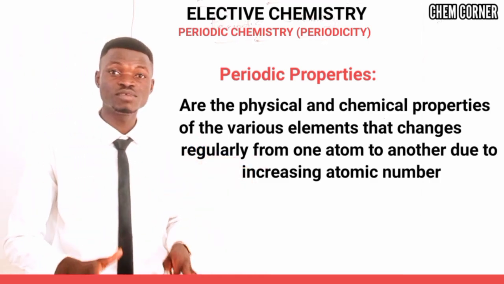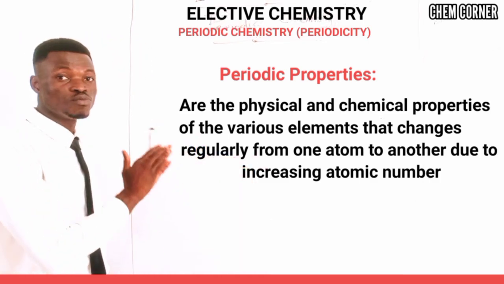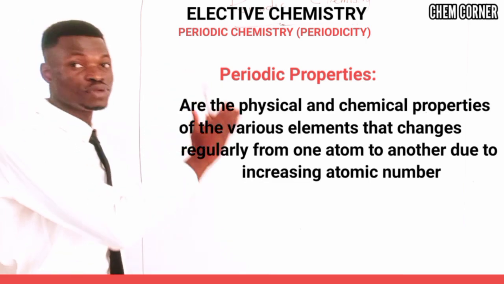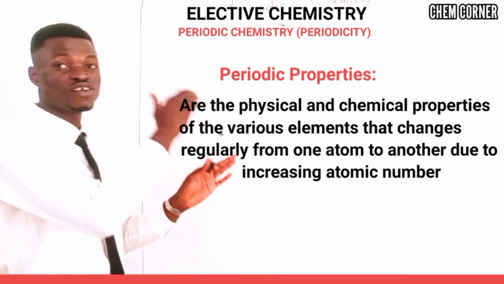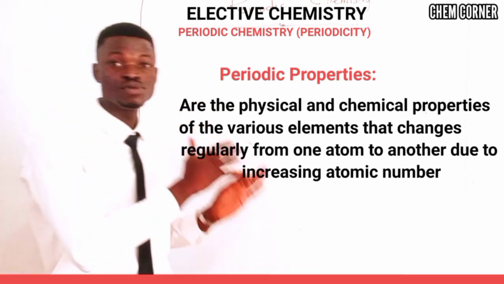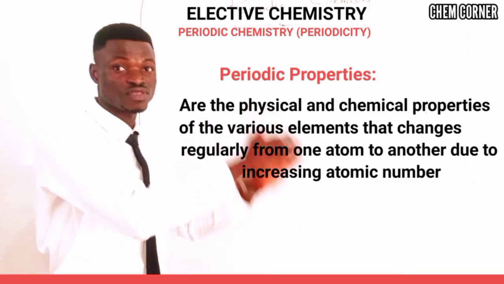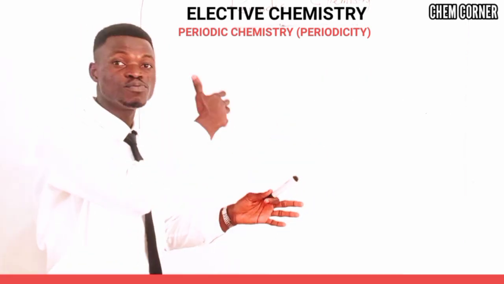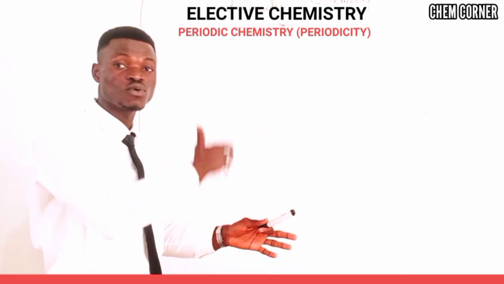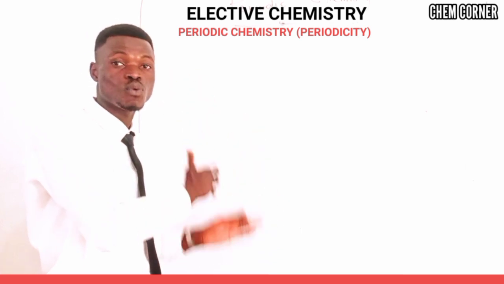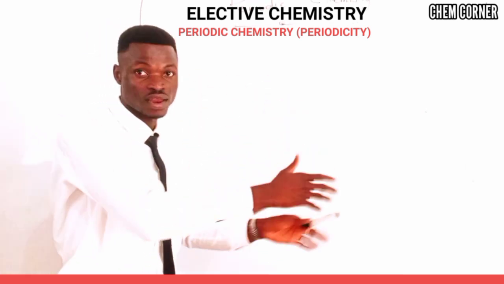This statement means that when I am moving from period 1 to period 2, the properties will be different from those in period 1, and those in period 2 will also be different from those in period 3. So as I am moving along, the properties will continue to change because I am moving from one element with an atomic number to another.